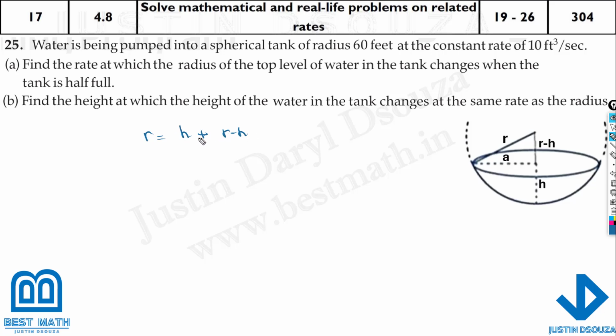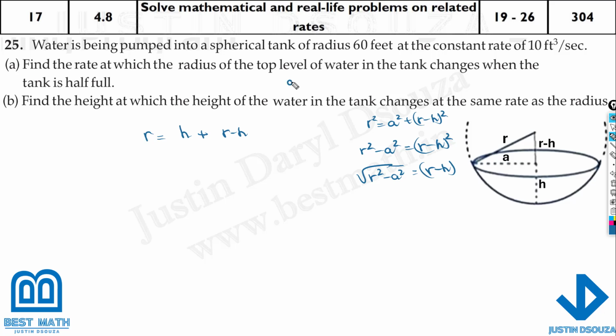But what I can do is, I know from the Pythagoras theorem, r squared is equal to a squared plus (r minus h) the whole squared, isn't it? So what is r minus h? Let me take this a squared to the other side. r squared minus a squared is equal to (r minus h) the whole squared. Take the square root on both sides, so the square root of r squared minus a squared is equal to r minus h. So I can substitute this over here.